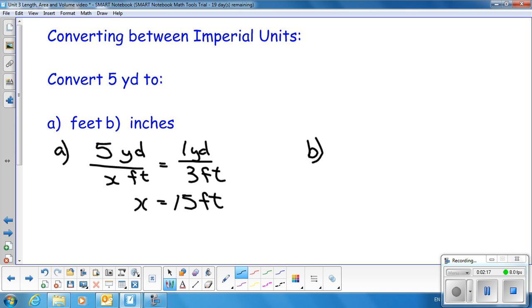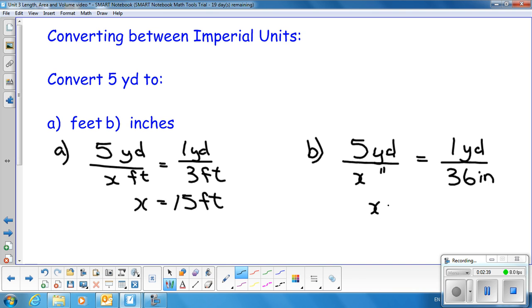Part B is to change it to inches. So again, we're going to start with 5 yards, and we want to change that into inches. On your conversion table, you should be able to find that 1 yard is equal to 36 inches. Again, cross-multiplying to solve your proportion, we should find that x is equal to 180 inches.